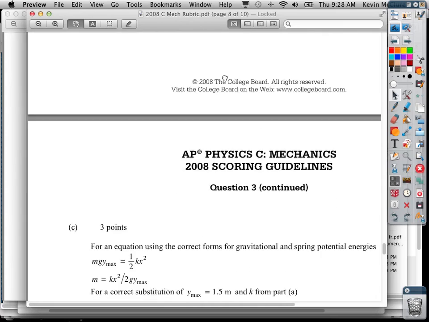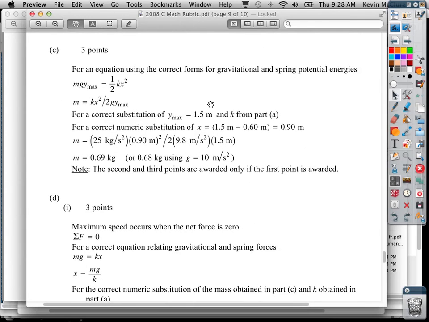I don't remember. Let's see. They'll show us here. Oh yeah, okay. Just use energy. Using the bottom as 0, then you can say mg y max is 1/2 kx squared. And then, oh yeah, y max is 1.5.